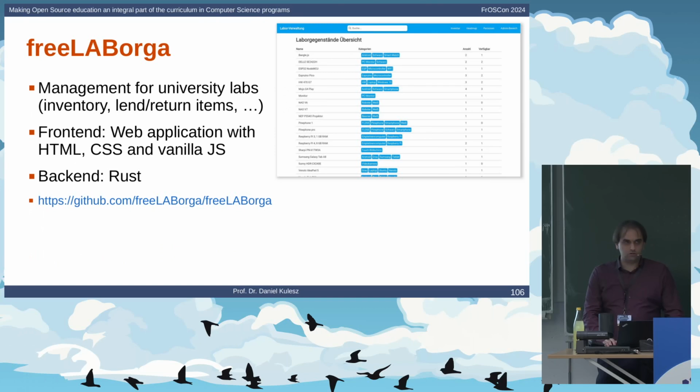A rather recent project, FreeLab Orga, is an application for managing university labs. So if you're a professor or a lecturer, you have some kind of lab, and then you have items in your lab. You need to have an inventory.